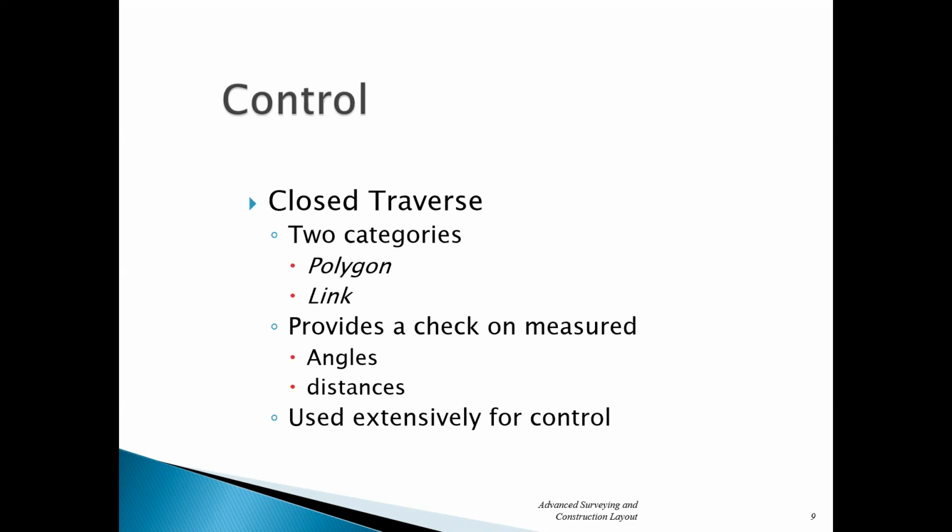The reason we use closed traverses is because we get a check directly on our measurements. And the two things we're measuring are angles and distances. So those are good things. This type of traverse is used extensively for control. For the average working surveyor or even layout person out there, it's a really good way of establishing control. Now, people that are using GPS are doing things a little bit differently.